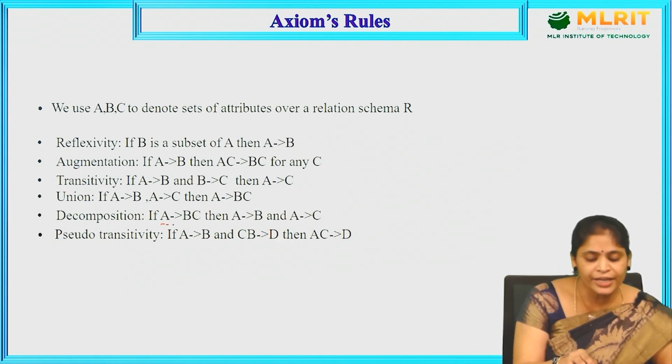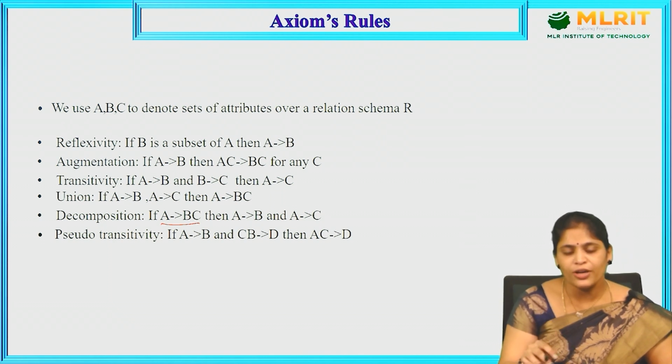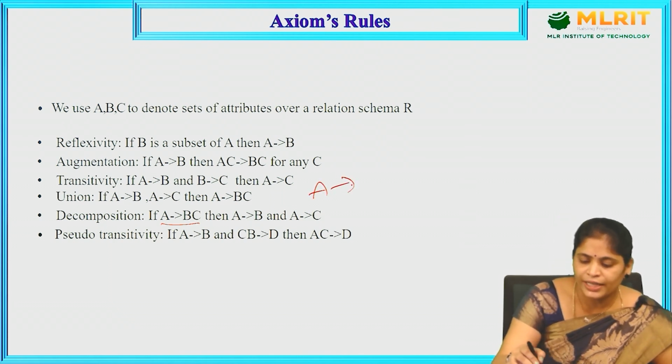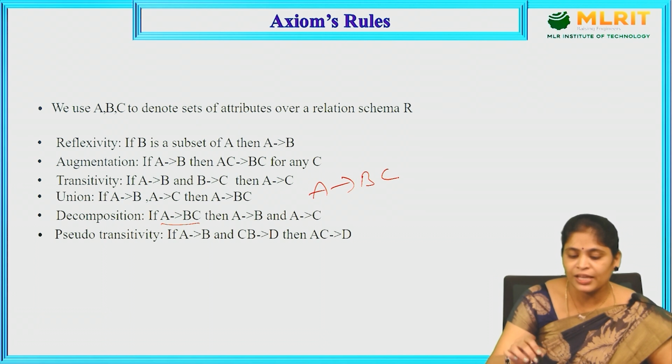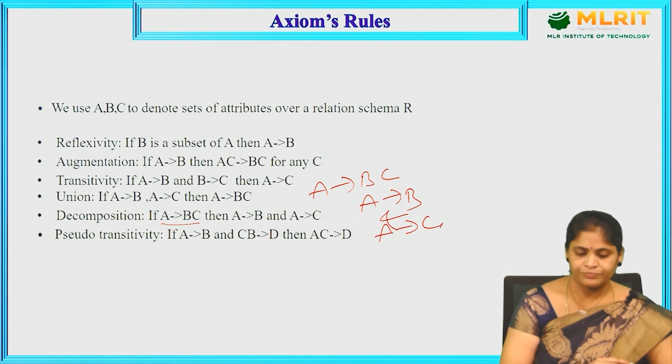Next, decomposition. If A derives BC, then we can split it. Decompose means we split. So if A derives BC, then we can split it as A derives B and A derives C.